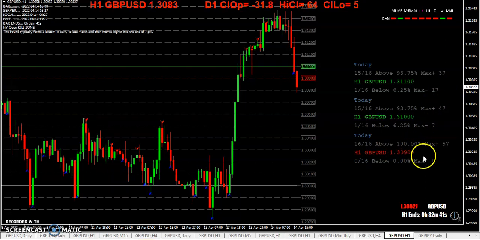So you can see here on the H1 how many closes above. You had 15 so far today and one close below so far, not including the current candle. And then above the 3100, same. Above the 3090, we've had all closes. You can see we just now dropped below. We may or may not get a close above it.